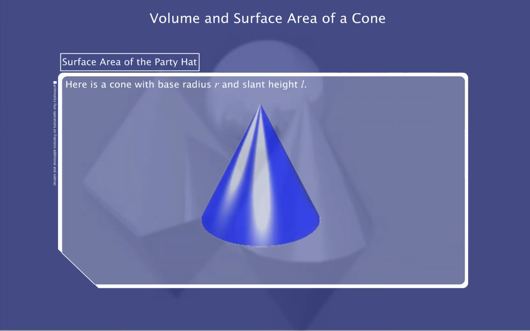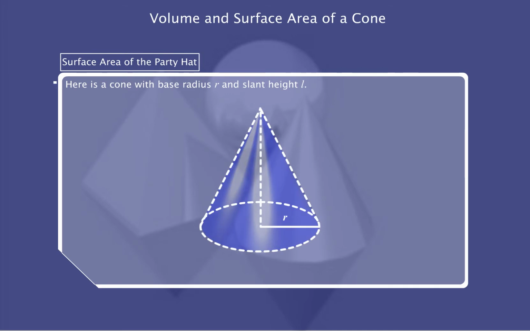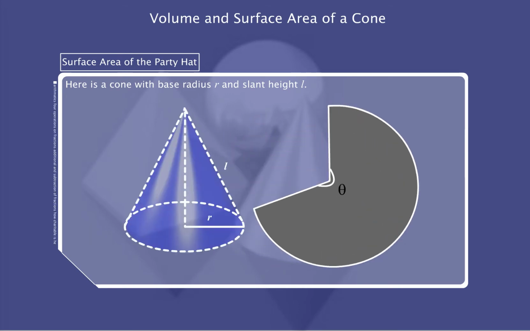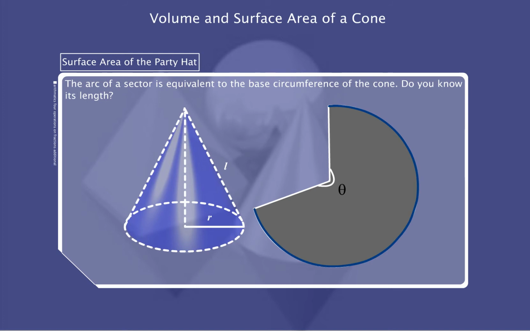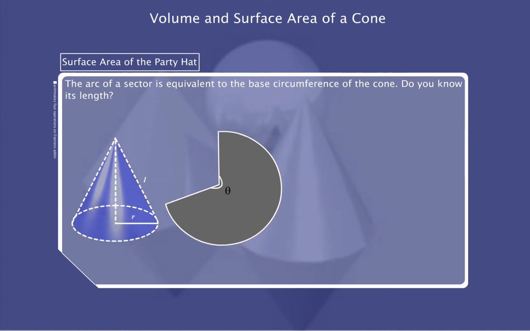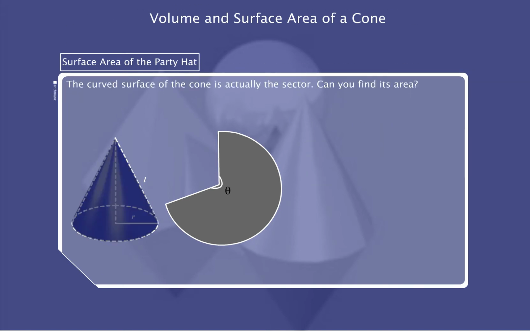Here is a cone with base radius r and slant height L. When we slice it open along the slant height, we will get a sector. The arc of the sector is equivalent to the base circumference of the cone. Do you know its length? The curved surface of the cone is actually the sector. Can you find its area?